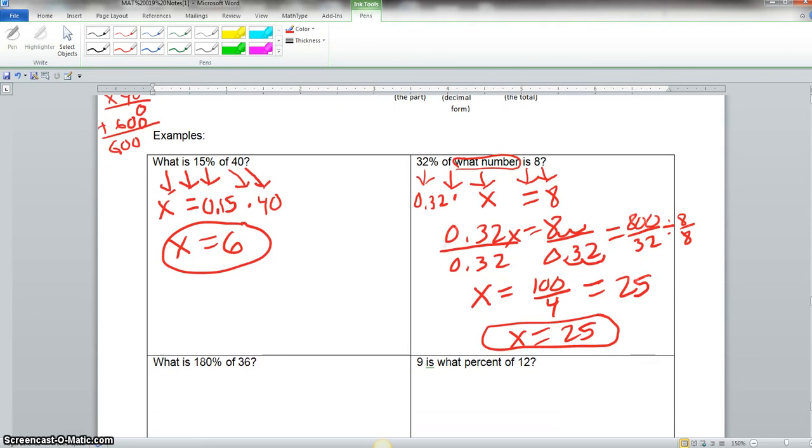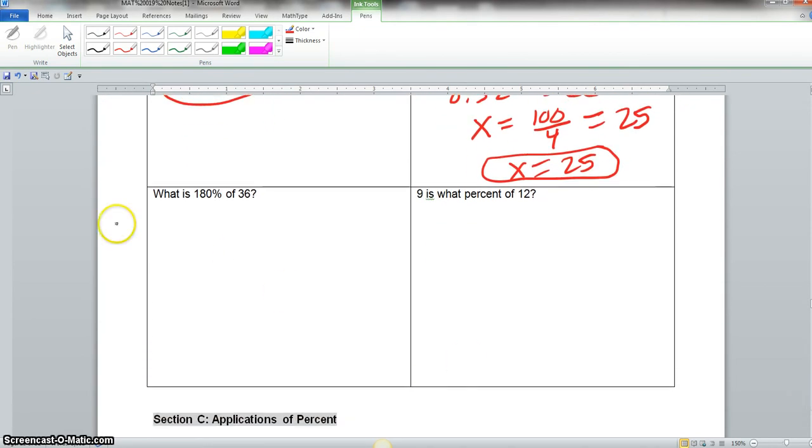Now we have our next problem. It says, what is 180% of 36? So we know what is X, is equal, 180% written as a decimal. Remember, we would take the decimal, which is assumed to be at the end, move it 2 places to the left. So it'll be 1.8, or you could write 1.80. Of means multiplication, and 36.